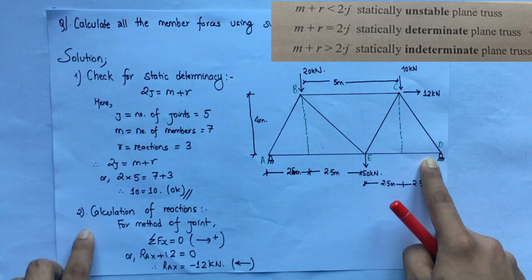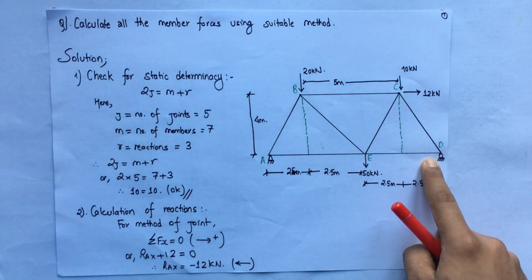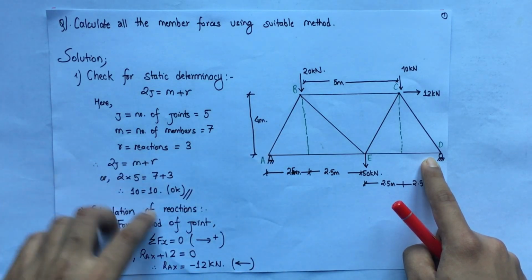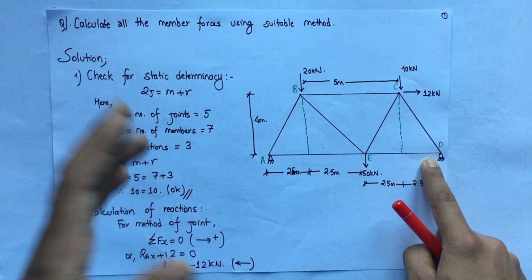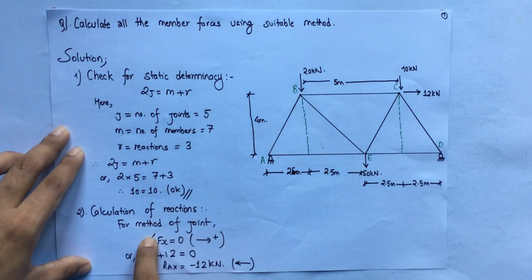Now let us go to the second step, that is the calculation of reactions. The concept that we used for the frame for calculating reactions will be applied to the truss as well. For both the method of joint and the method of section, we have to calculate the reactions first, and the remaining part will be different. Here we'll use the equations of static equilibrium: summation of Fx equals 0, summation of Fy equals 0, and summation of moment equals 0 at a particular point. Let us start with the summation of horizontal forces equal to 0, taking left to right as positive.